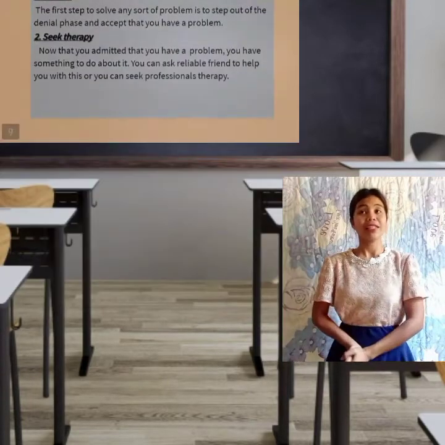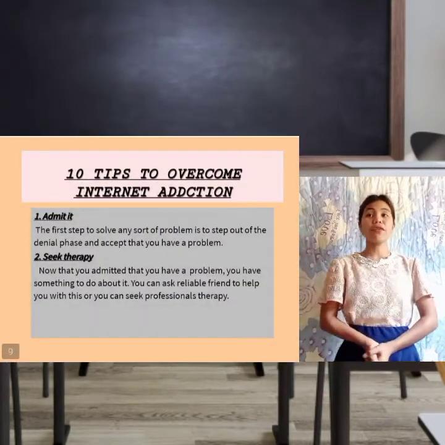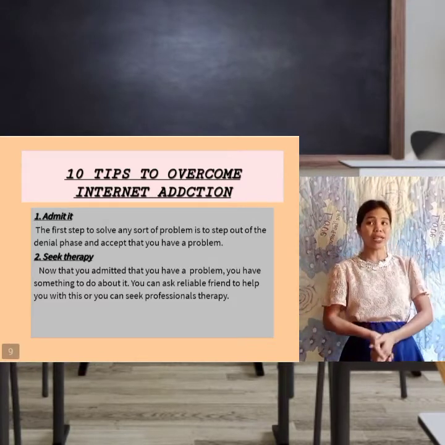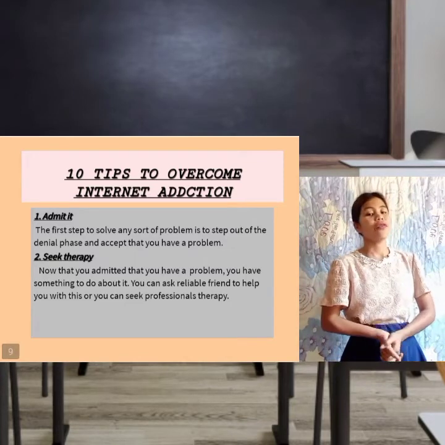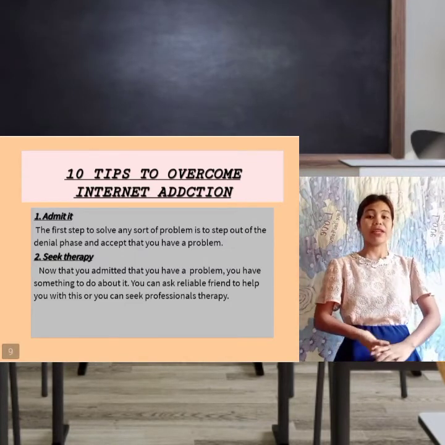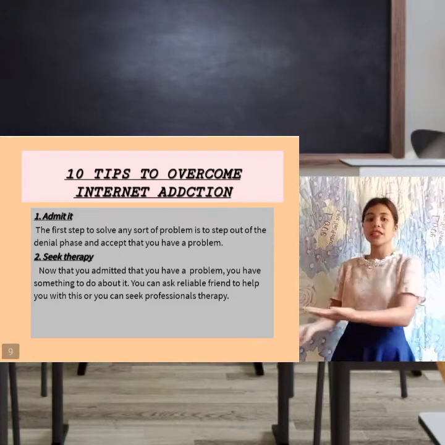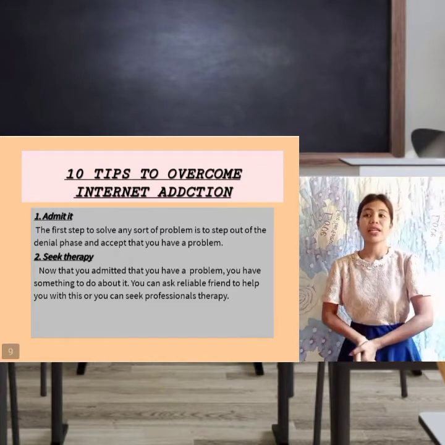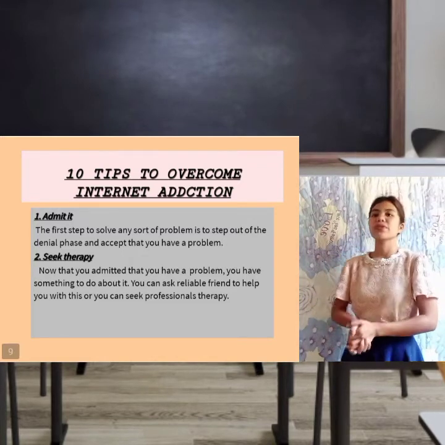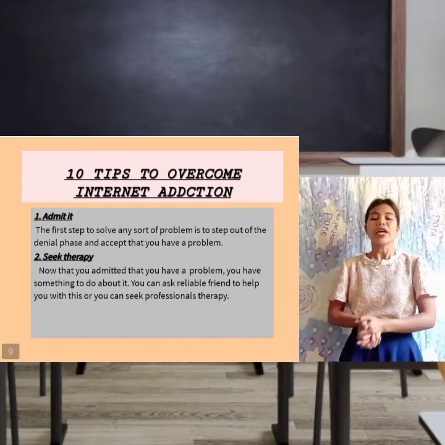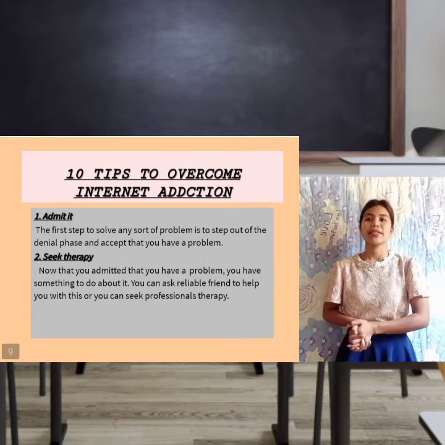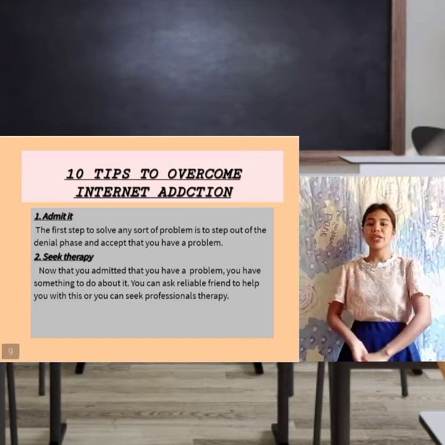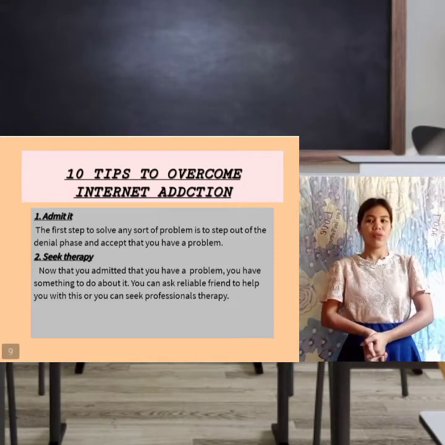Let's proceed to our last discussion, which is 10 tips to overcome internet addiction. If you find yourself or your loved one suffering from this, there are a few things that can be done to overcome this addiction. So the first one, who can read? Anyone? Okay, go, Lynette. Thank you. The first one is admit it. The first step to solve any sort of problem is to step out of denial, face it, and accept that you have a problem. Because, class, this is your victory towards becoming better always.